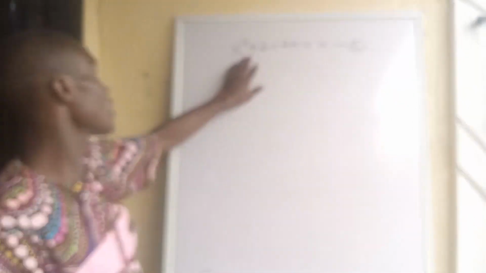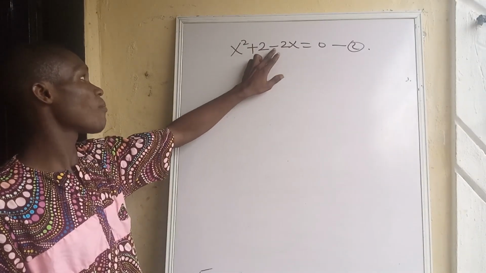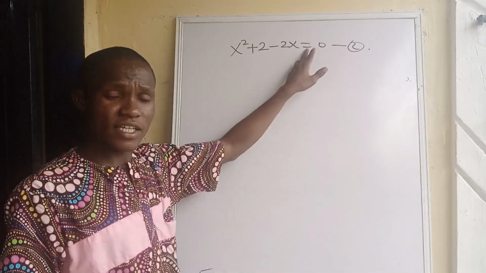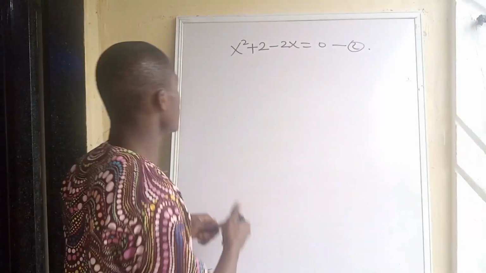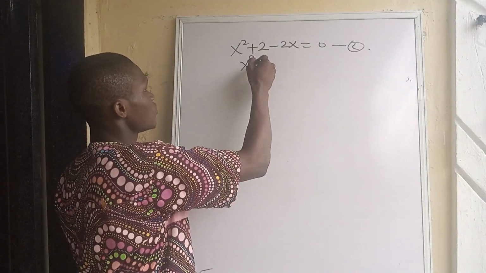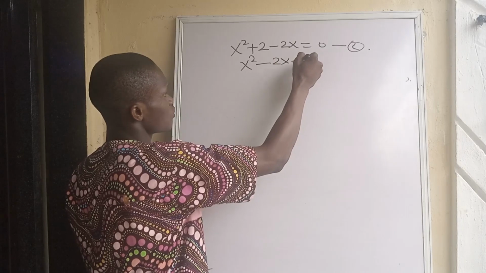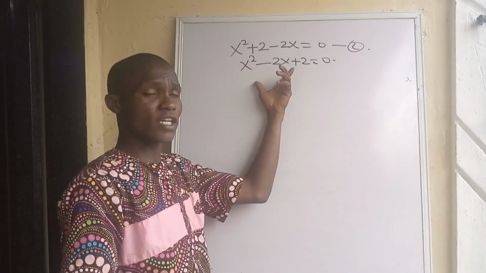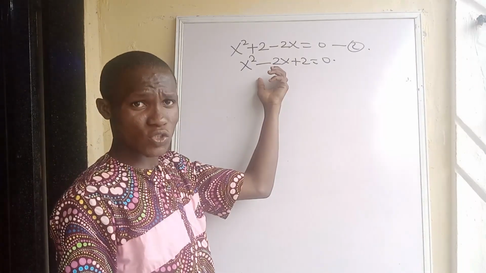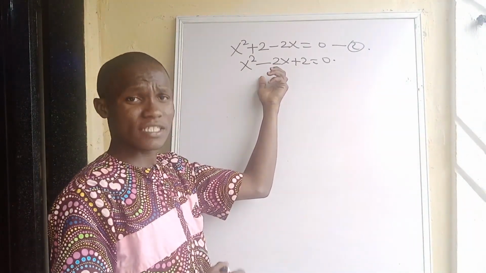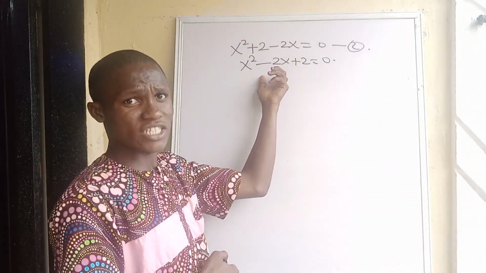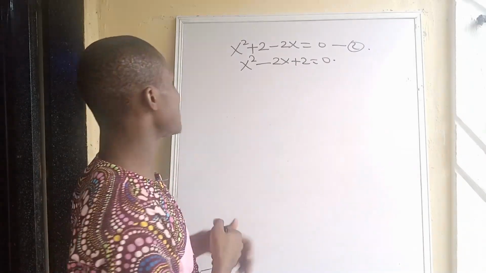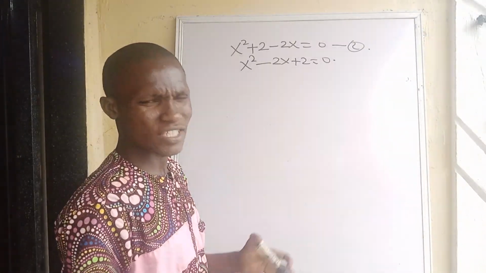Okay, seeing the second equation, which is x to the power of 2 plus 2 minus 2x equals 0. The next step we can do again is to rearrange this to be x to the power of 2 minus 2x plus 2 equals 0. As you can see, we also have a quadratic equation, and we are still going to apply the same method. The method we used at the first stage is the same method we are going to use at the second stage.